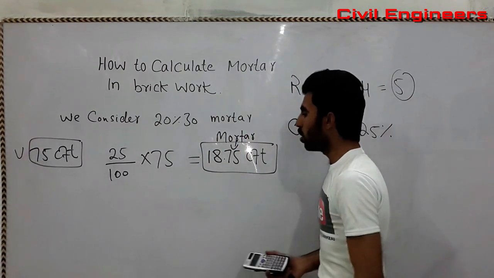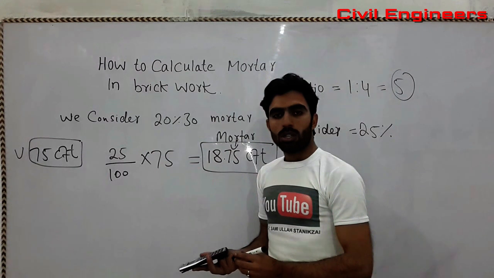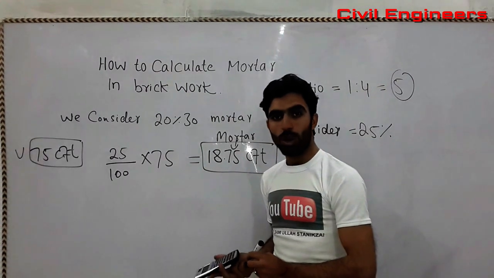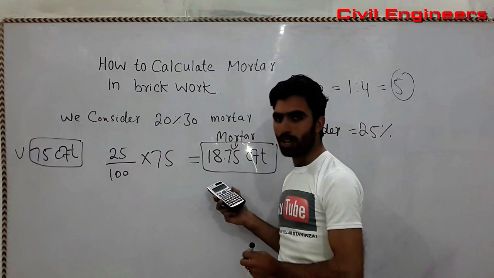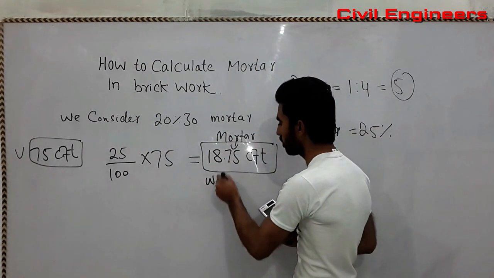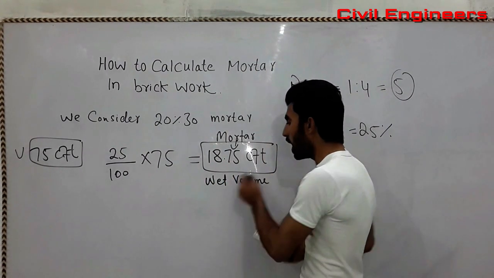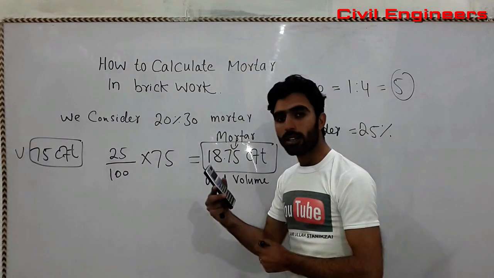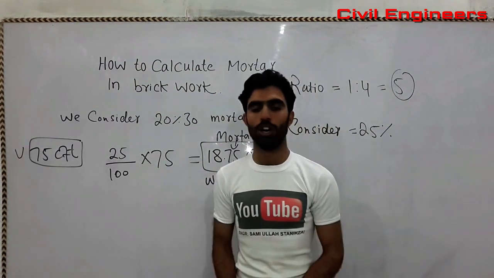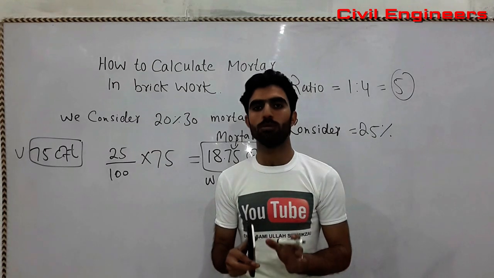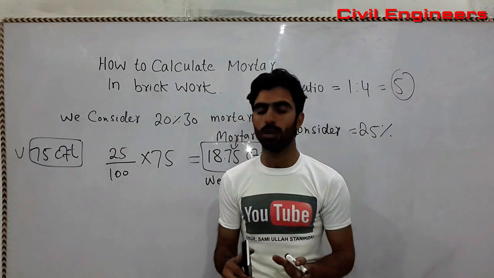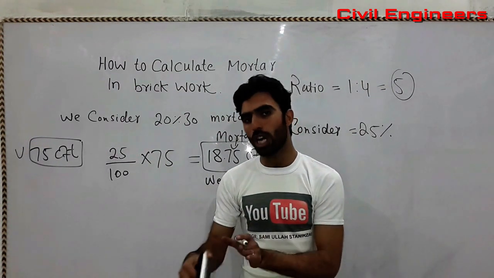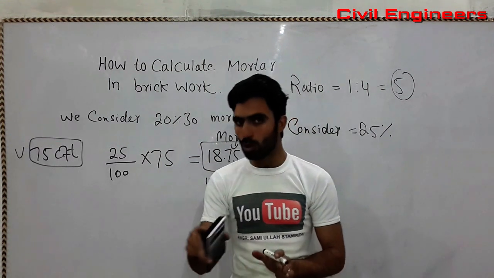Okay? Mortar. Now, I want to find the sand quantity from this mortar. So, what do we have to do? Will we use this volume? No. This is the wet volume. I want to convert this wet volume to the dry volume. Like the previous method in concrete work, when we want to convert the wet volume to the dry volume, we multiply with 1.54. In mortar, when you want to convert the wet volume to the dry volume, you just multiply with 1.27.